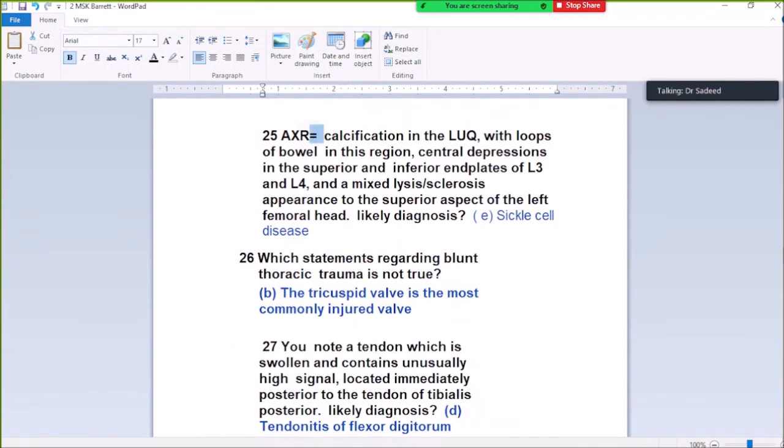25. Abdominal X-ray shows calcification in the left upper quadrant, central depressions in the superior and inferior end plates of L3 and L4, and a mixed lysis and sclerosis appearance to the superior aspect of the left femoral head. Diagnosed: sickle cell disease.